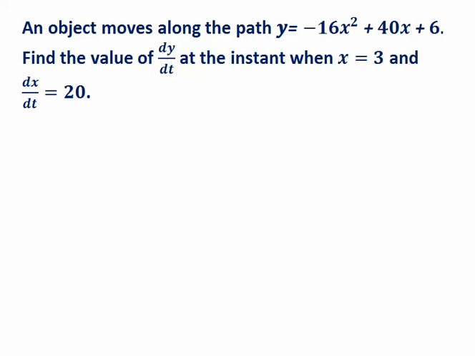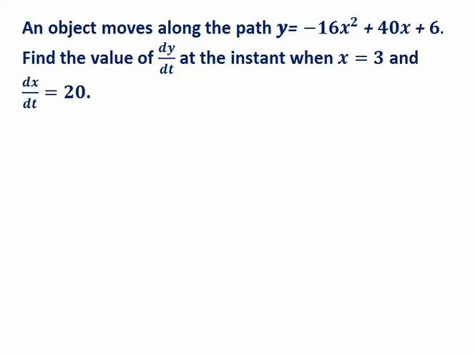Let's take a look at this question. An object moves along a path given by this equation. Find the value of dy/dt at an instant when some other things are true. Okay, so before we get into the details of this question, let me try to give you an idea what's going on. An object's moving along a path.